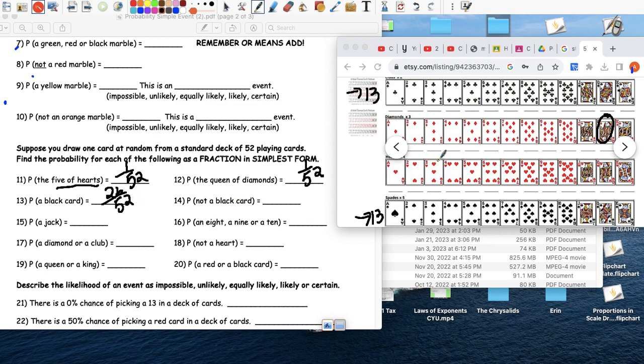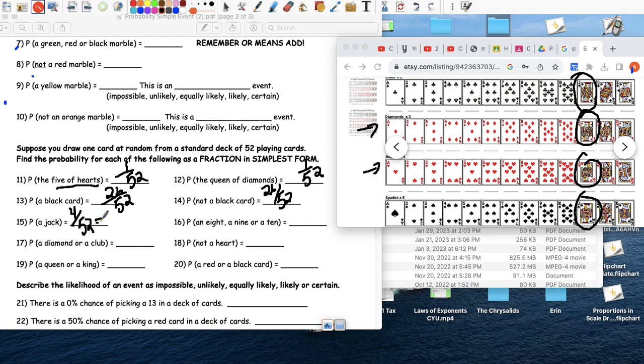Not a black card means the red cards. It's these ones and these ones. So again, 13 plus 13, 26 out of 52. A jack. Where are my jacks? 1, 2, 3, 4. 4 out of 52. And I forgot to simplify it, so this changes to 1 out of 13. This is going to be a half, 1 over 2.